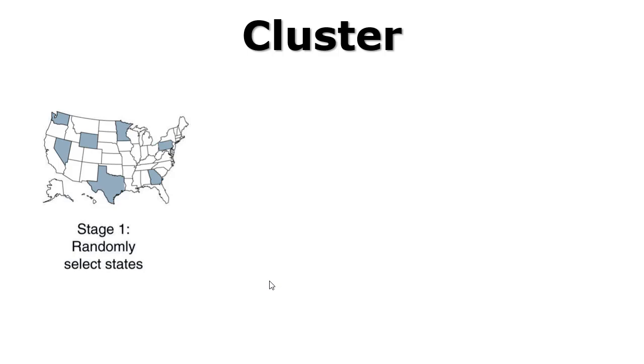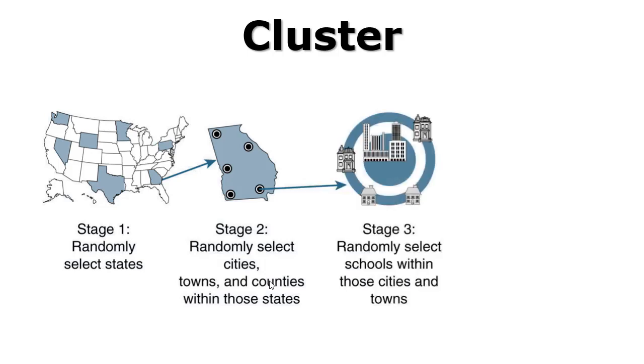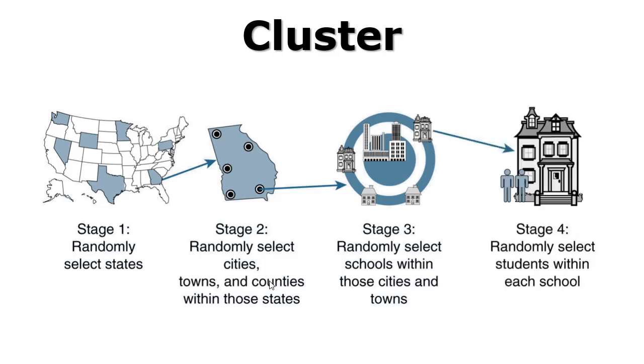So let's say that you wanted to do a study in which your sample was teachers in the United States. But of course, being able to identify all teachers would be impossible. We don't have a big list of all the teachers in the U.S. So the stage one is to randomly select some states. Then you would randomly select cities, towns, and counties from within those states. Then you can randomly select schools from within those cities and towns. Then you can randomly select students or teachers from within each of those schools.